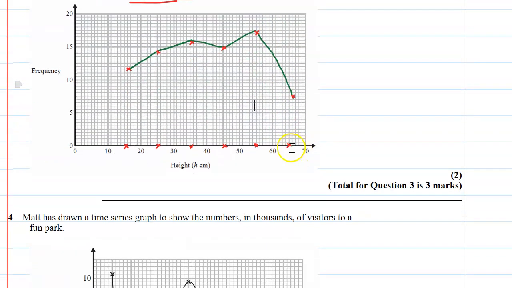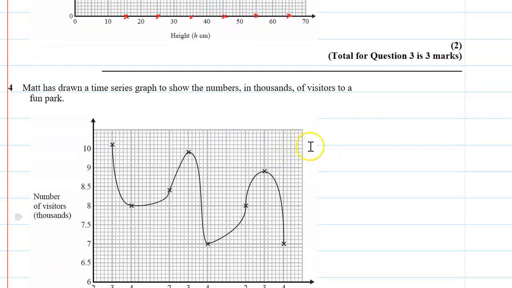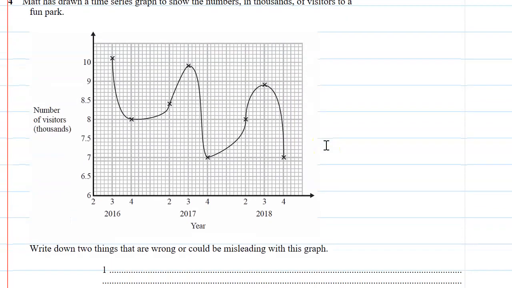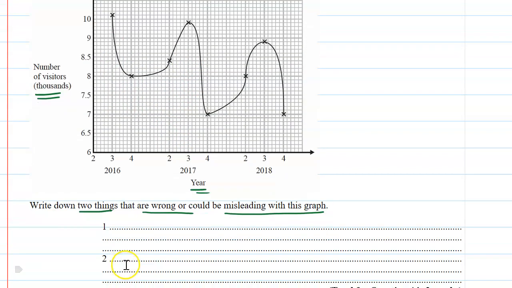Let's go for another question. Here it is given, Matt has drawn a time series graph to show the numbers in thousands of visitors to Fun Park. So the number of visitors in thousands is given here and the year is given here. Write down two things that are wrong or could be misleading with this graph. So if you see, he has used this curve graph here, so points should be joined by a straight line.